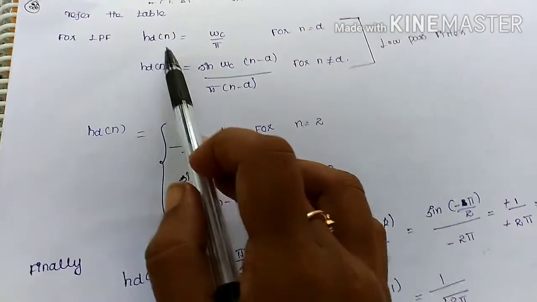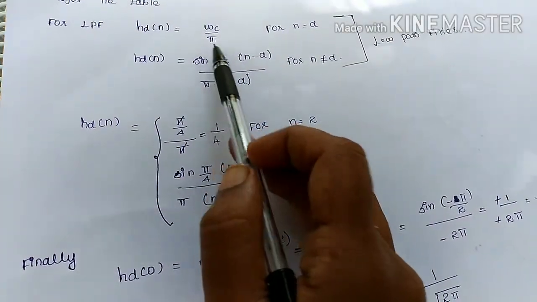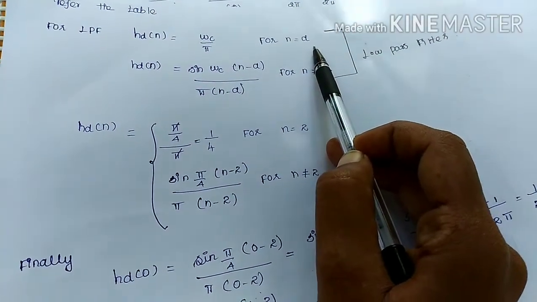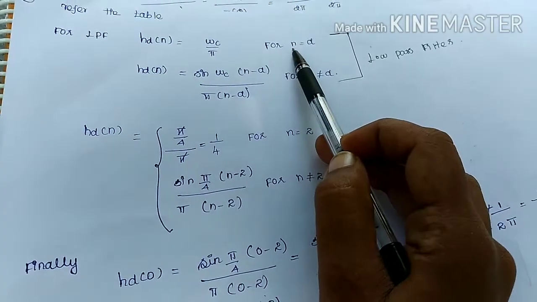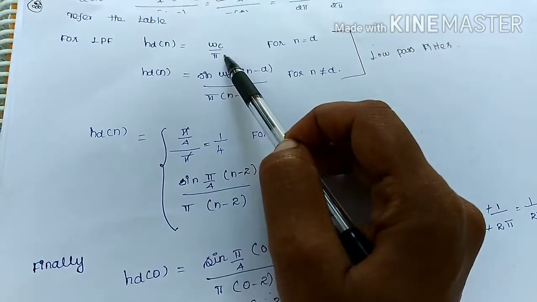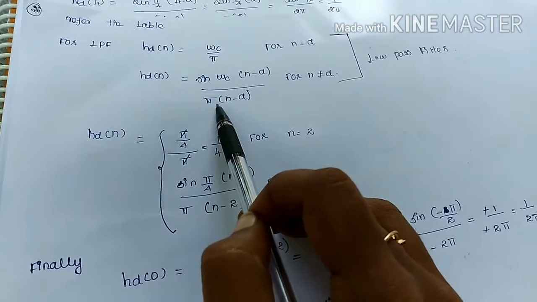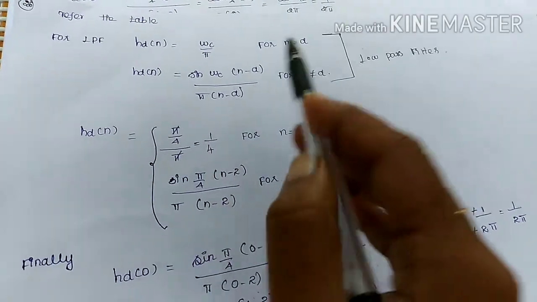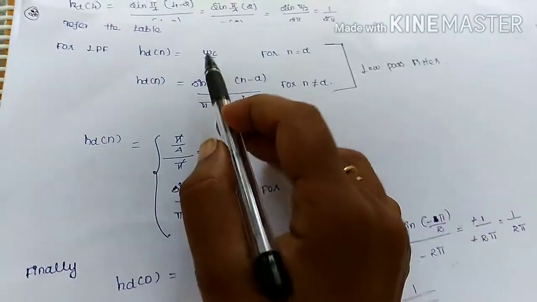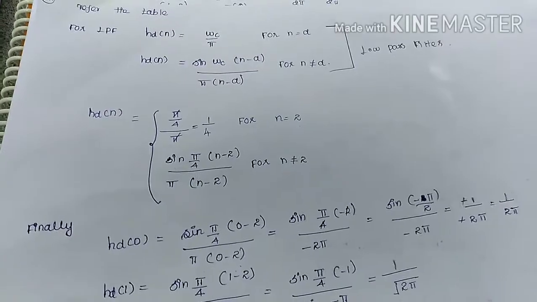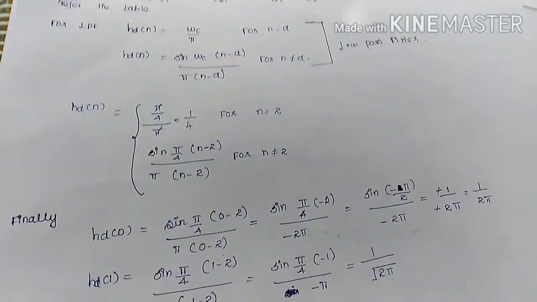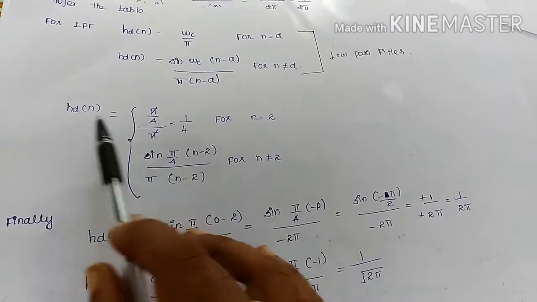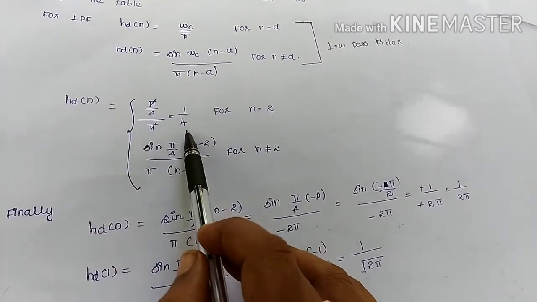For low pass filter, hd of n equal to omega c divided by pi for n equal to alpha. So here alpha value is 2, right? So for n equal to 2 we have to choose this formula. Otherwise we go for this formula. Okay, this is our low pass filter condition. So I substitute n equal to 2, I use this formula omega c divided by pi. Omega c is nothing but our cutoff frequency pi by 4, divided by pi, I get 1 by 4. So hd of 2 is 1 by 4.